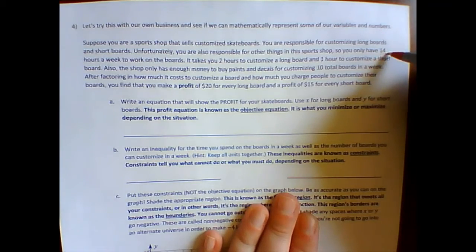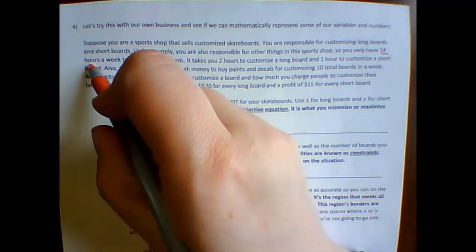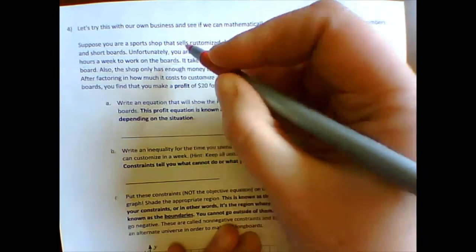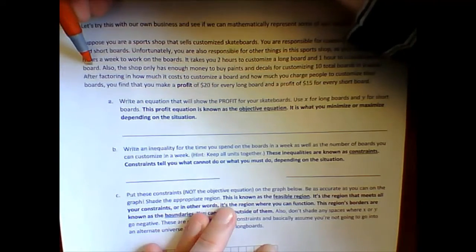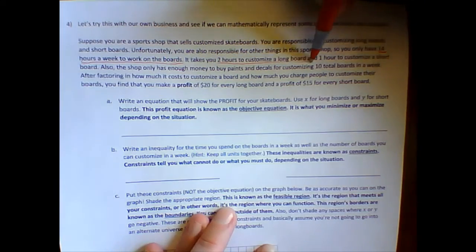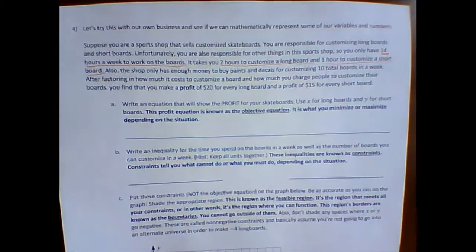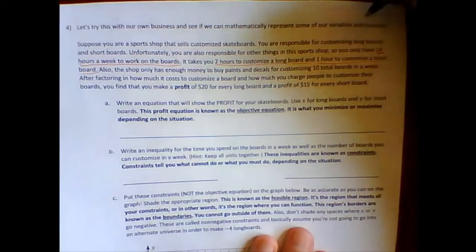So some of the first numbers we see are about hours to work on, and these are skateboards. There are short boards and long boards. So I'm going to underline everything that has something to do with how much time we're given to work on our skateboards. So 2 hours on a long board, 1 hour on a short board, but in our business we can only work for 14 hours.